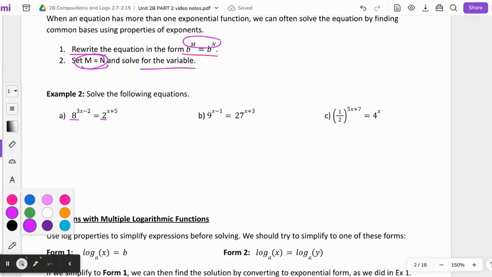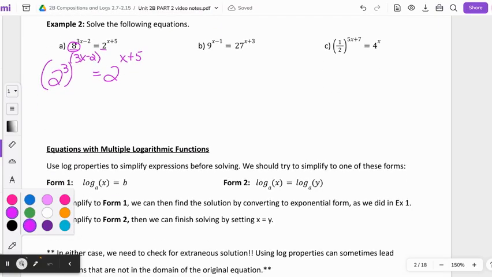So if we look at these two bases, we want to rewrite one of them, or both of them if necessary, in terms of the other one. But we want to replace it with an equivalent. So I can replace 8 with 2 to the 3rd. Those are equivalent to each other. I didn't change the value. I just changed the form in which 8 was represented.